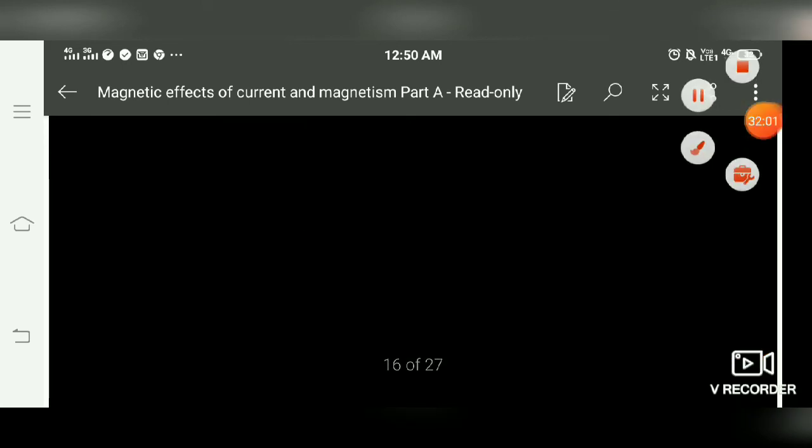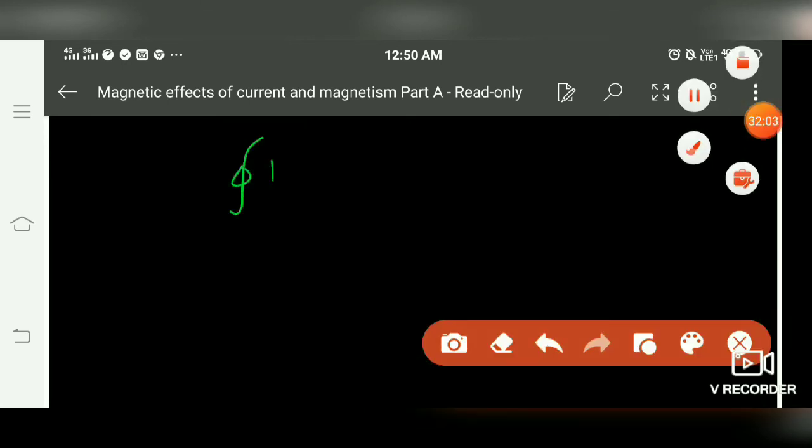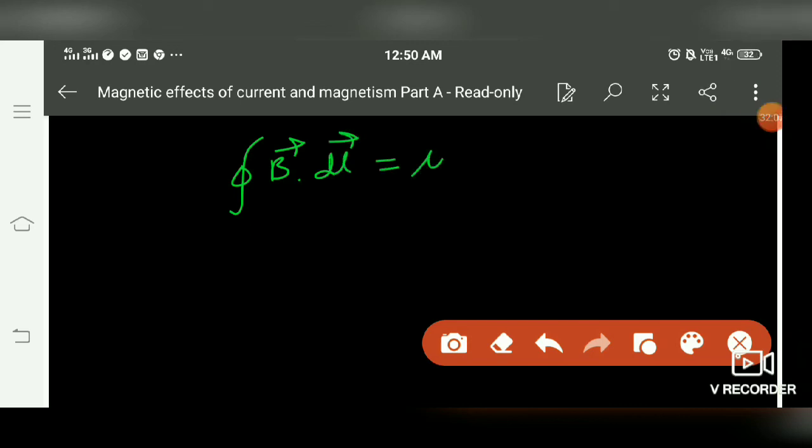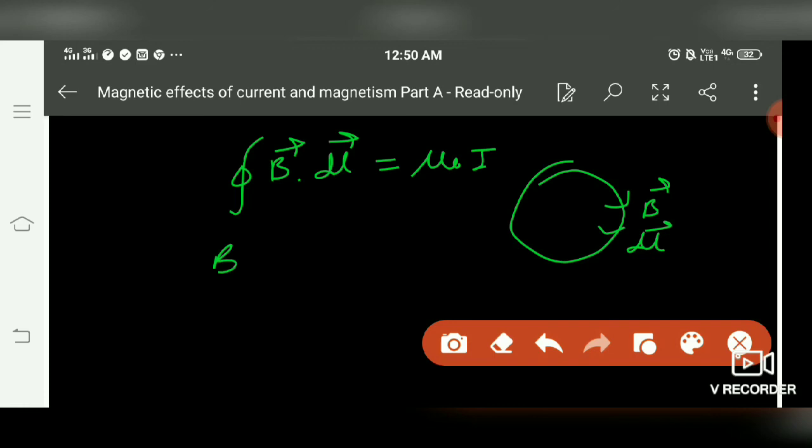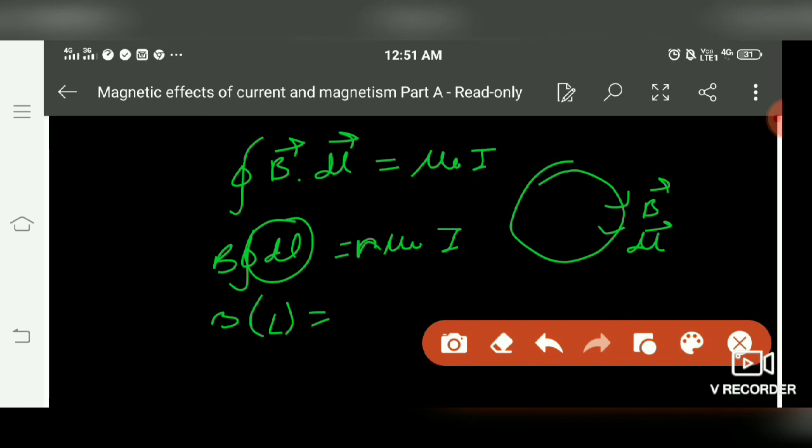So for this, we have again integral of B dl equals mu naught I. We know if this loop is traversing in this direction, B is in this direction, and dl is also in the same direction. So we get B times integration of dl equals mu naught I. It's again having n turns, so its length is say L again. So taking n number of turns, n mu naught I.